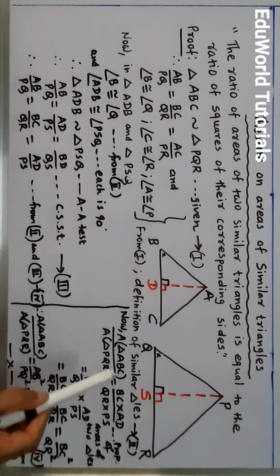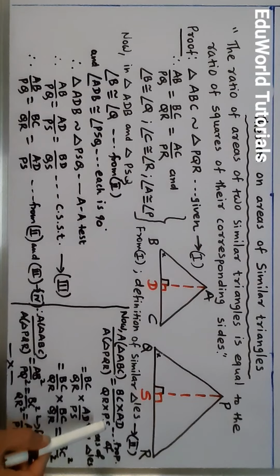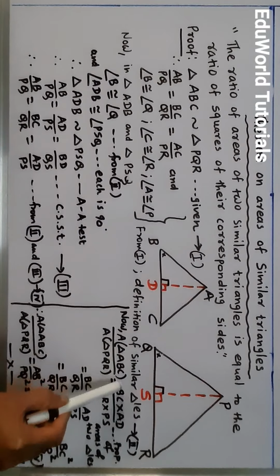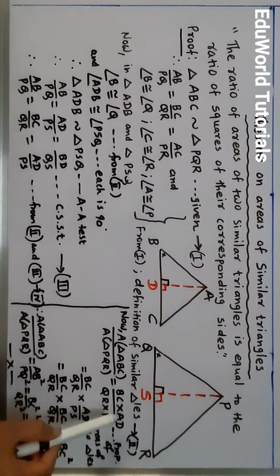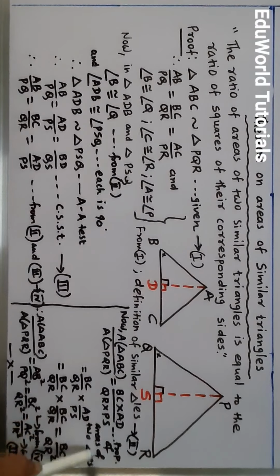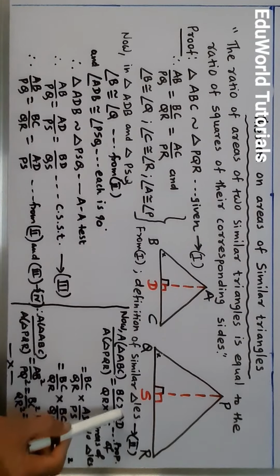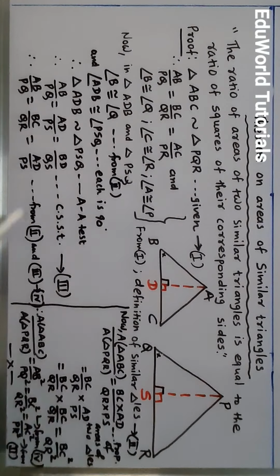Result number 4. Now recall the first property, the property of areas of two triangles, which we did in the beginning of the chapter. Area of triangle ABC upon area of triangle PQR is equal to the product of the base and height upon the product of the base and height, BC into AD, QR into PS. This is separated, so BC upon QR into AD upon PS. Now AD upon PS can be replaced by BC by QR from 4. So BC upon QR into BC upon QR, from 4, which will give you BC square upon QR square.